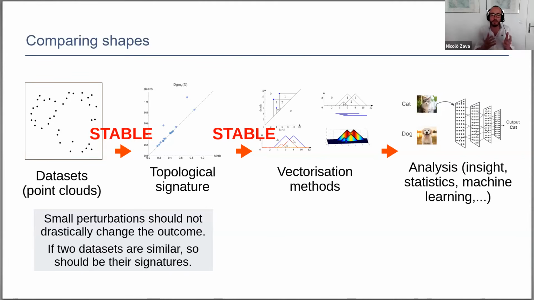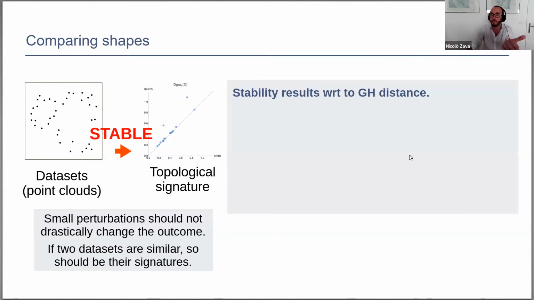In other words, if two data sets are similar, so should be their signatures. Otherwise, it's of no use, because if you think of situations where you move a point and the topological signature completely differs, then it's too sensitive to errors to be applicable. So, in the situation where we work with data sets that can be represented as metric spaces, you can use the Gromov-Hausdorff distance.